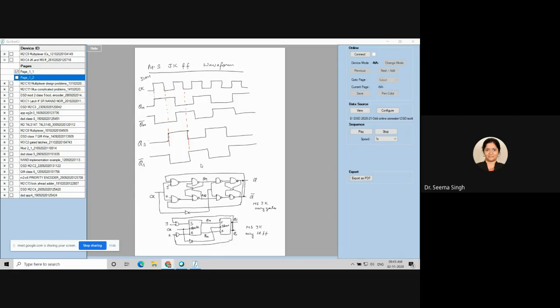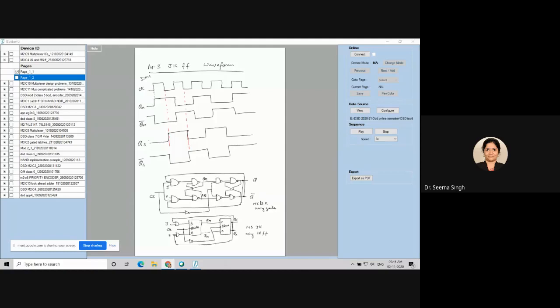What is actually master slave JK flip-flop? Master slave JK flip-flop is nothing but similar to a negative edge triggered flip-flop. Please make a note of it. Master slave JK flip-flop is similar to the negative edge triggered flip-flop, but you need more number of gates here. Now what do you mean by negative edge triggered flip-flop? See, all of you understand one thing, that J and K is your input coming to the most left of the circuit.